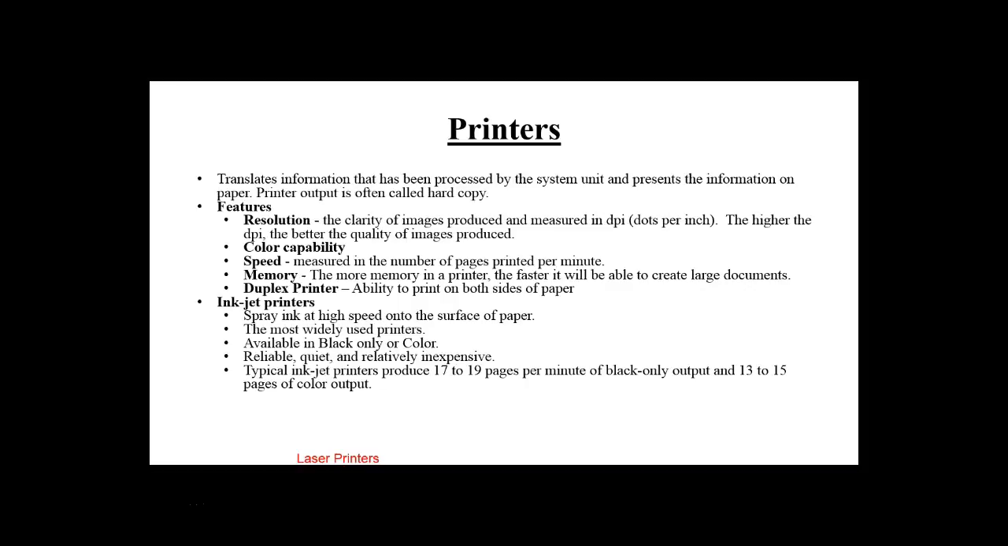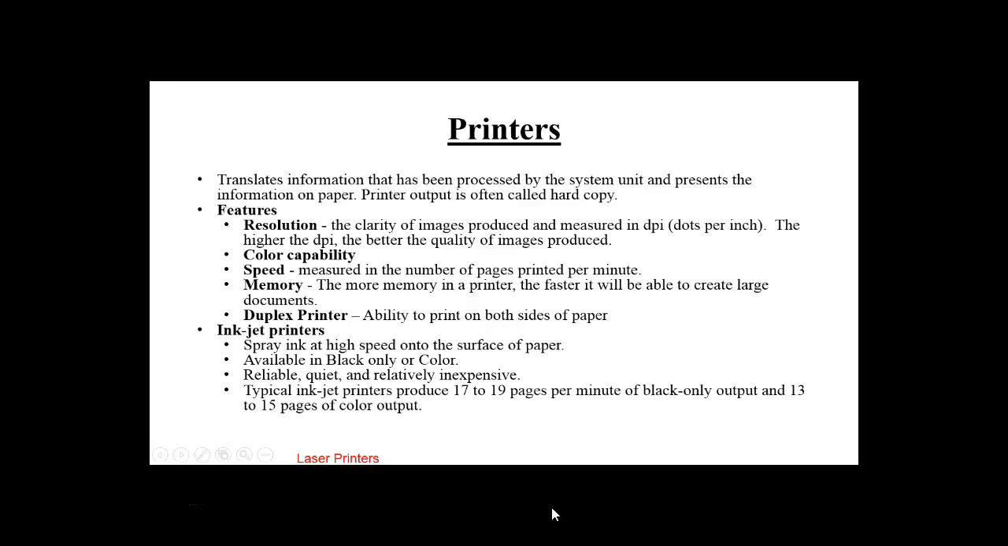Let's talk about printers. A printer translates information that has been processed by the system unit and presents the information on paper. Printed output is often called the hard copy. Again, some features that you need to look at are the resolution, the color capability, speed, memory, and duplex, whether it can duplex print or not, which means it can print on both sides.